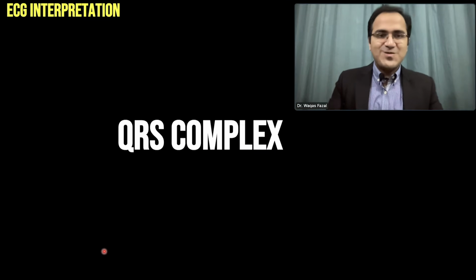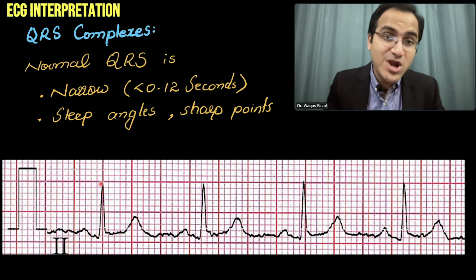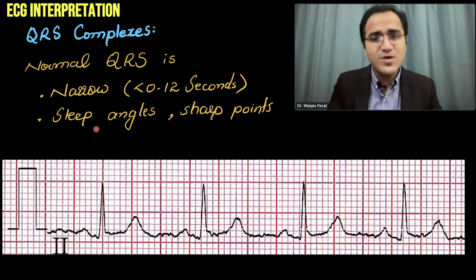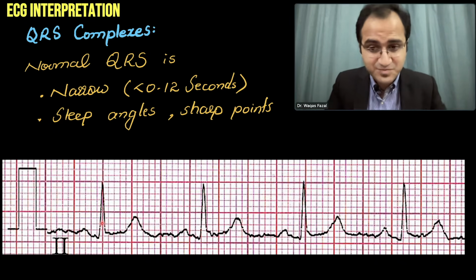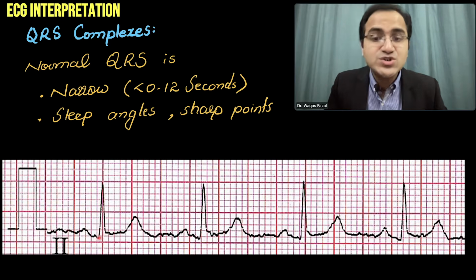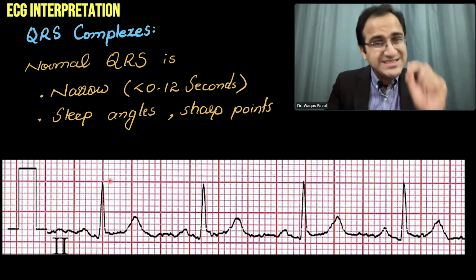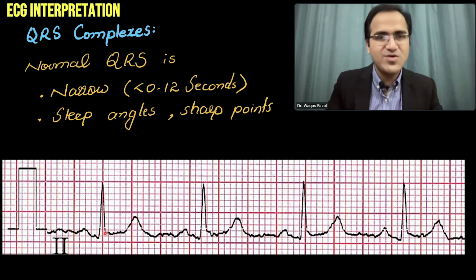Now coming to the QRS complex, a normal QRS complex is narrow, it has steep angles and sharp points. That is a normal QRS complex. Now what is a narrow QRS complex? Normally, when you look at a QRS complex, the number of small boxes should be less than 3. Each small box is equal to 0.04 seconds. So 0.04 multiplied by 3 is 0.12 seconds. So our target is that the QRS complex should have less than 3 boxes. That is a normal QRS complex because it is a narrow QRS complex.